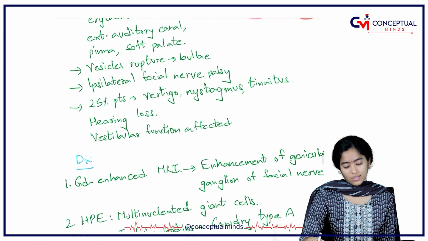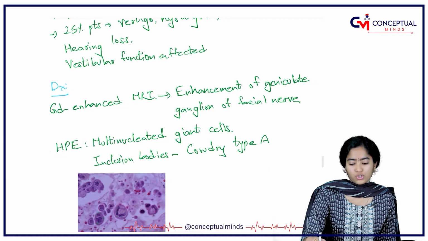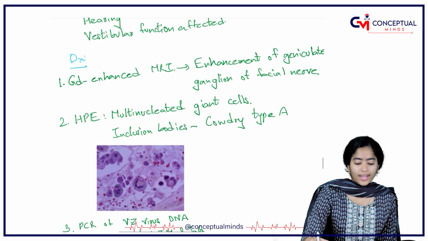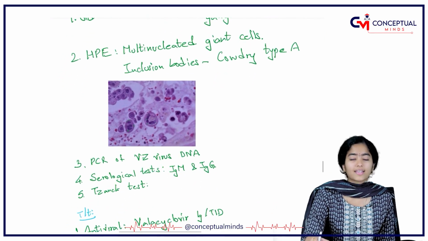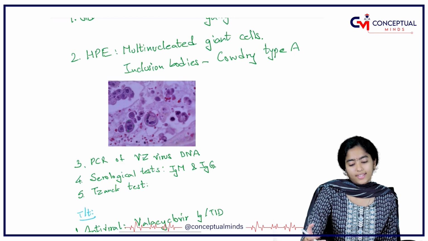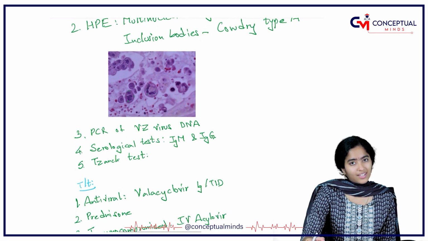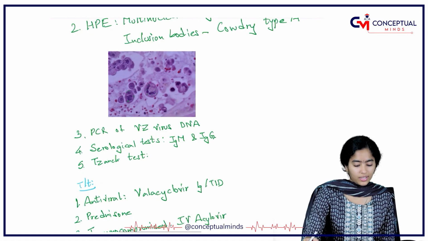And for diagnosing this condition, we can perform a gadolinium enhanced MRI, which shows enhancement of the geniculate ganglion of the facial nerve. And on a histopathological examination, we see multinucleated giant cells, and on a Tzanck smear, we again see these giant cells with Cowdry type A inclusions.